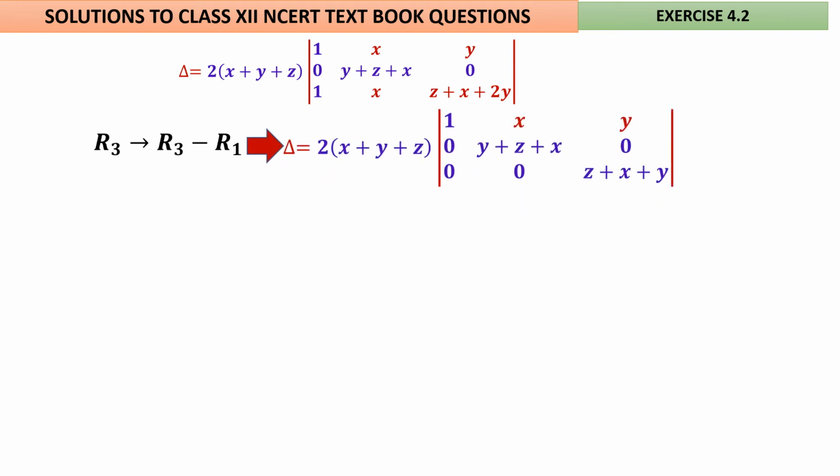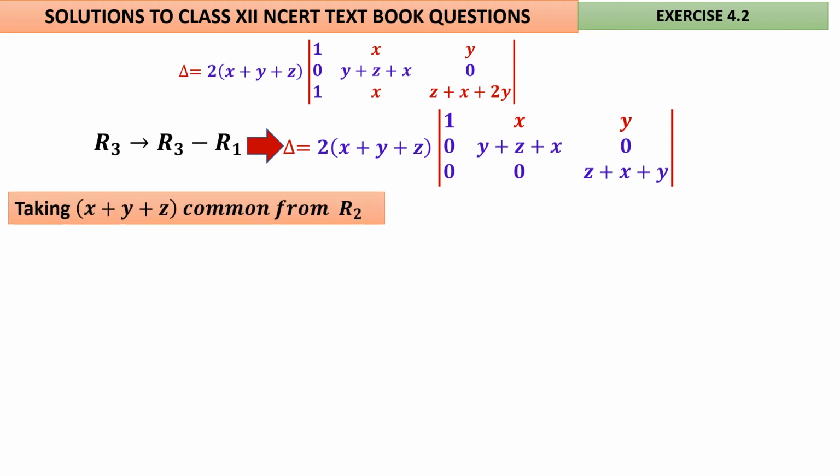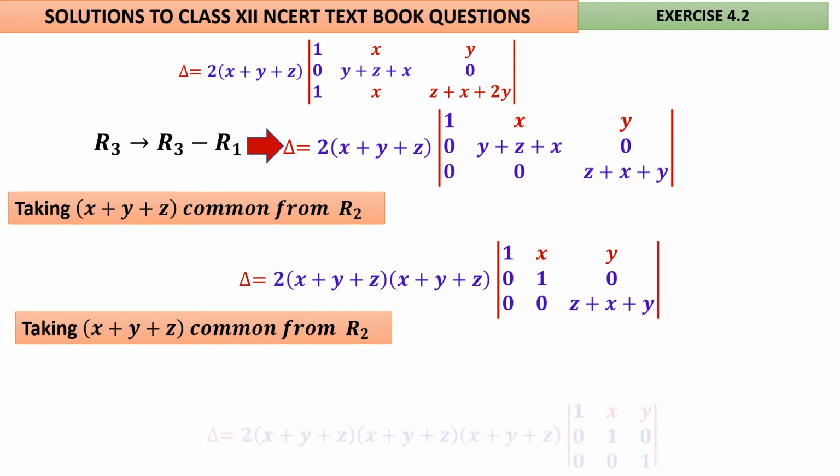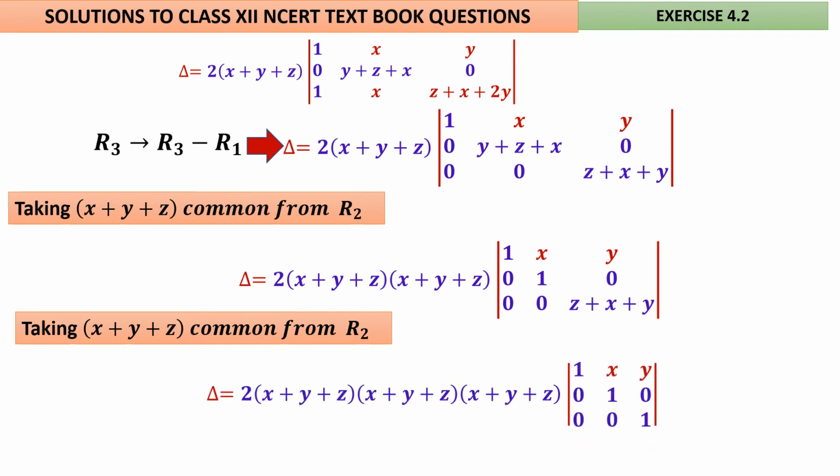One more 0 you can make by keeping R3 as R3 minus R1. For you got 2 times x plus y plus z. For R3: 1 minus 1 is 0, x minus x is 0, z plus x plus 2y minus y is z plus x plus y. Highly interesting. Let us take common x plus y plus z from R2. That can be taken outside, so you got 2 times (x plus y plus z) into (x plus y plus z). Now we got one more idea that x plus y plus z can be taken outside from the third row also. Therefore I am taking it from the third row.